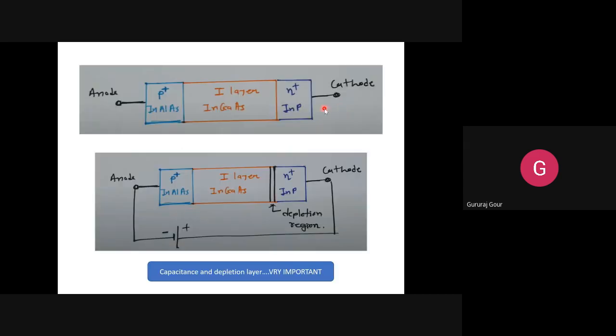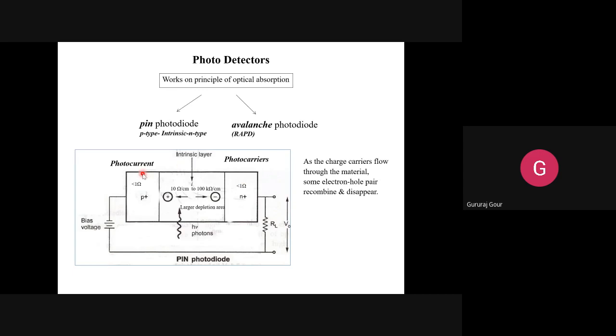Now coming to the operational part. When no biasing is done, I mean no battery terminals are applied, a small depletion region exists between the I layer and the N plus layer. Because of the small depletion region, there is not much gap in the intrinsic layer. So a large current will start flowing. Large photocurrent will start flowing.